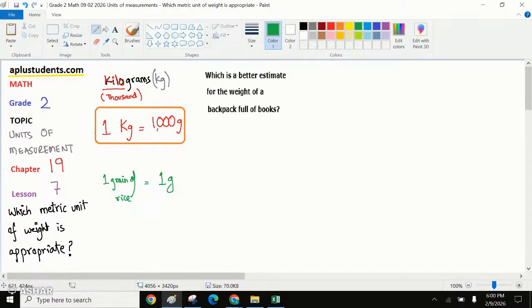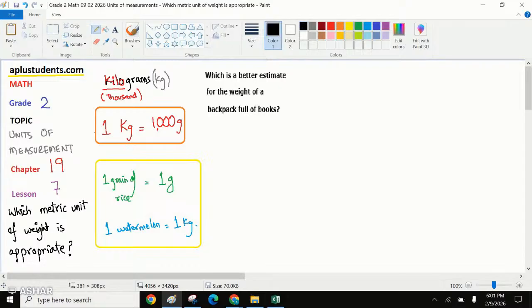A kilogram would mean a cake, or what else could it be? A kilogram would be, let's suppose the minimal weight, 1 watermelon can be 1 kilogram. If we use these comparisons, something which is very small would be in grams, something which has a lot of weight would be in kilograms.